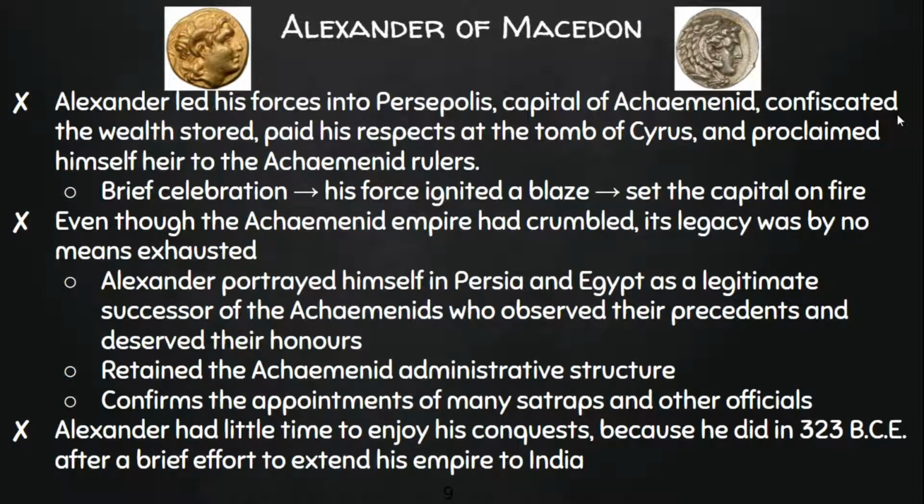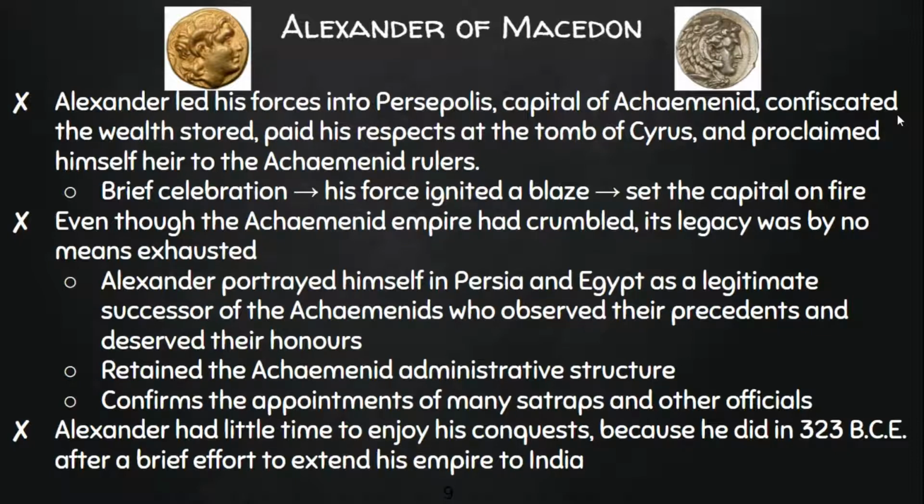Alexander led his forces into Persepolis, which was the capital of the Persian Empire at this time. He confiscated all of the wealth that was stored. Interestingly enough, he paid his respects to the tomb of Cyrus. And then afterwards, he proclaimed himself heir to the Persian rulers. There was a brief moment of celebration, which led to his forces igniting a huge fire, which set the capital on fire. Some people think it was on purpose, some people think it was an accident.